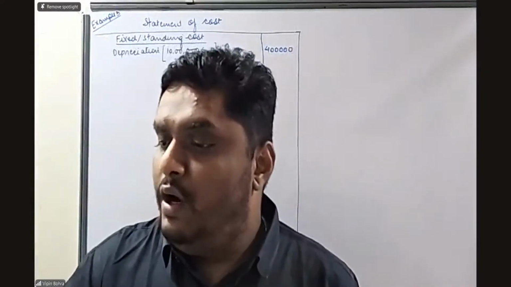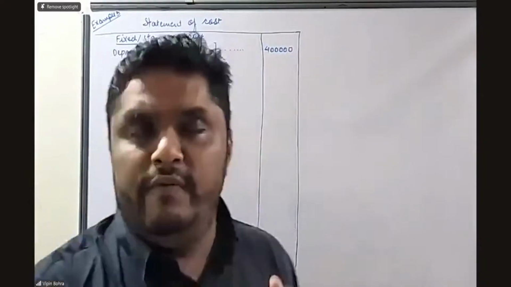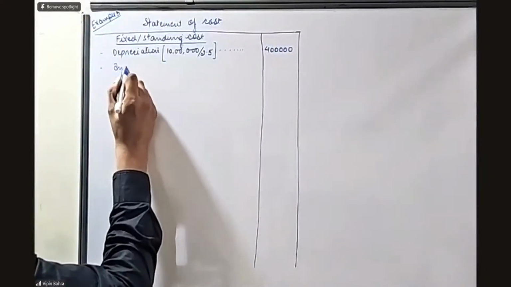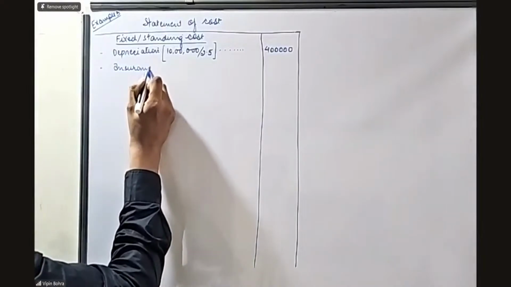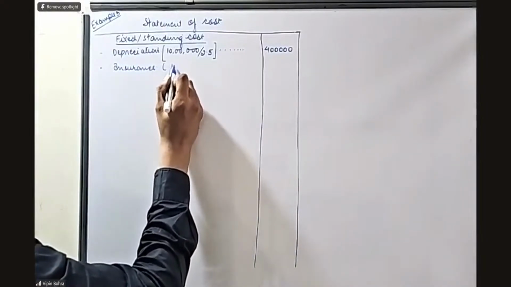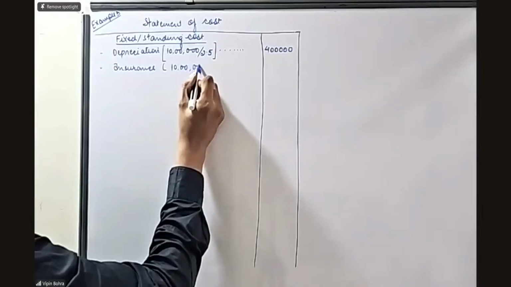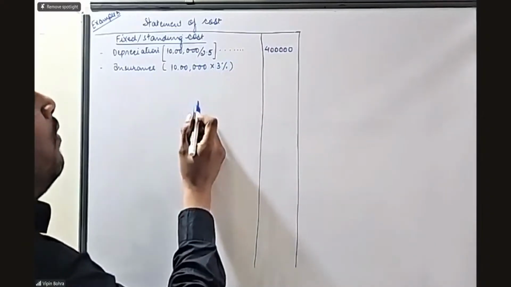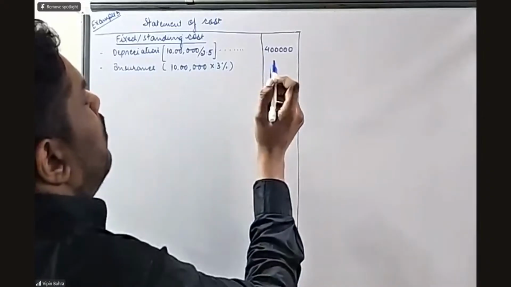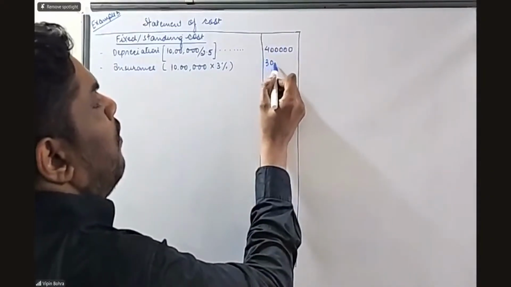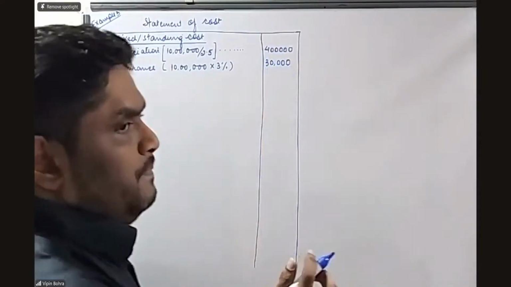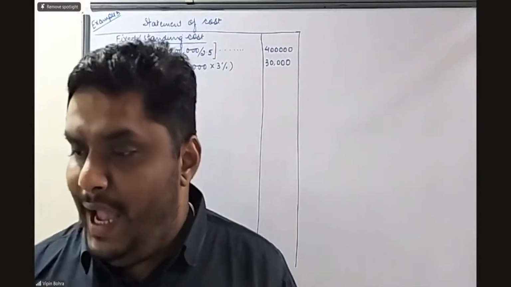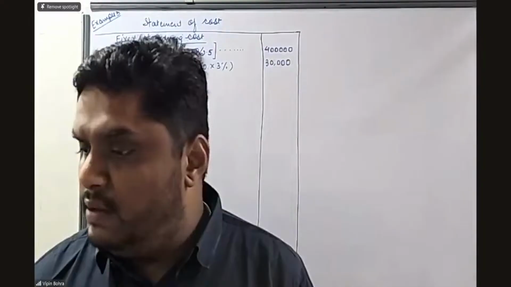It has been insured at the rate of 3% per annum. So we will calculate the insurance premium also. So this will be 30,000. Annual tax amounts to rupees 20,000.